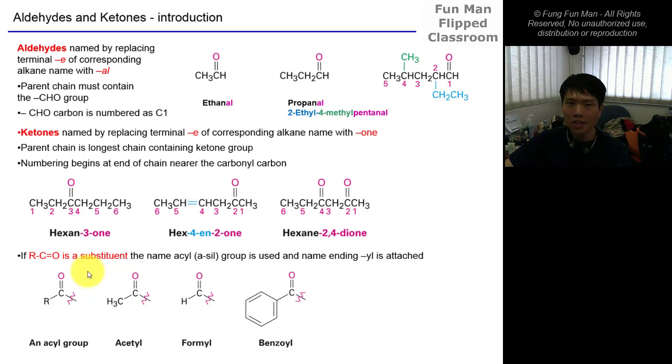Now if there's another functional group that beats this ketone and aldehyde, then we treat this as a substituent. So we call this, you can pronounce it as acyl or acyl. I like to call it acyl. The acyl group that ends with YL, like acyl, acetyl, formyl, and benzoyl. Recognize these parts.